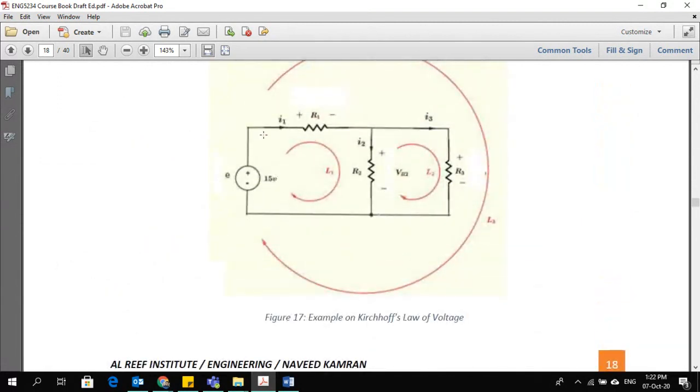For loop 1, if I follow this arrow in the clockwise direction, the first component I came across is the voltage source, and because I am looking at the negative side first, I will take it as minus E. Moving on, I see resistor R1, so I will take the voltage on this as positive. Then I saw resistor R2 and its positive side first, so I will take the voltage on this as positive.